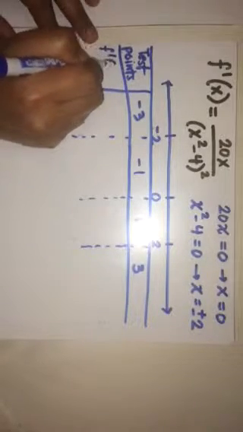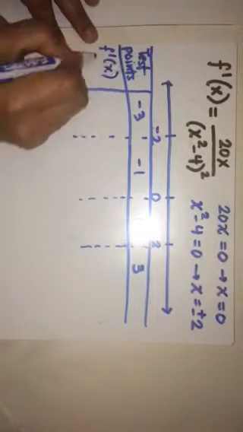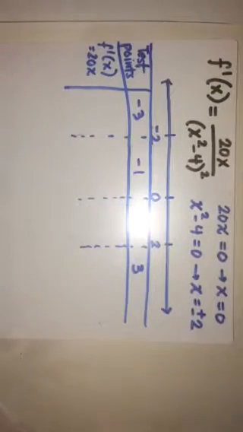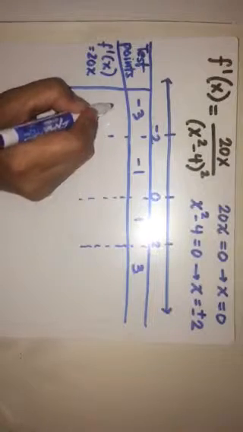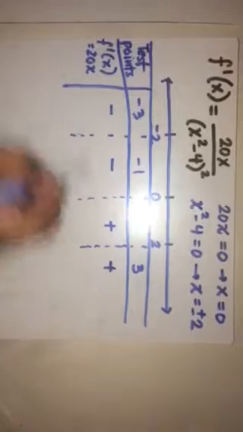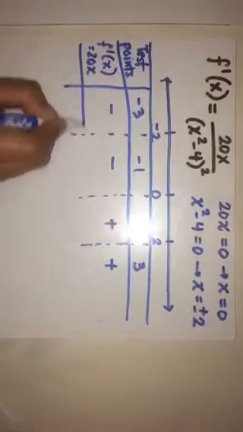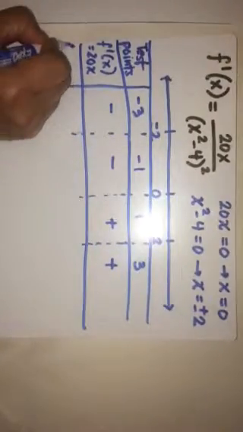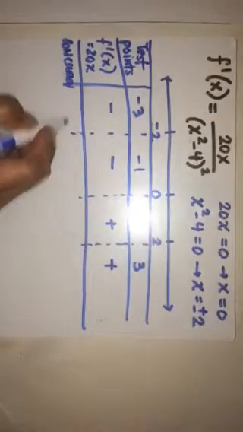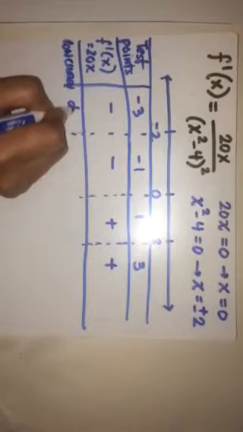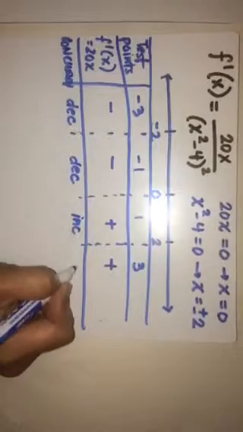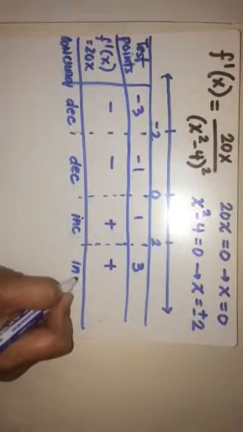And then what I do is plug it into the first derivative, on which I will only be plugging into 20x. So this comes out as negative, negative, positive, and positive. So now my conclusion would be decreasing, decreasing, increasing, and increasing.